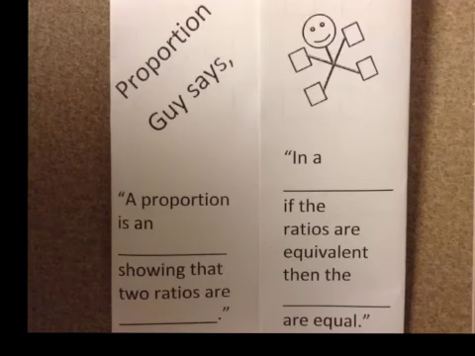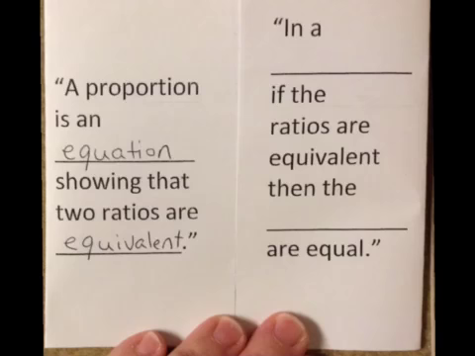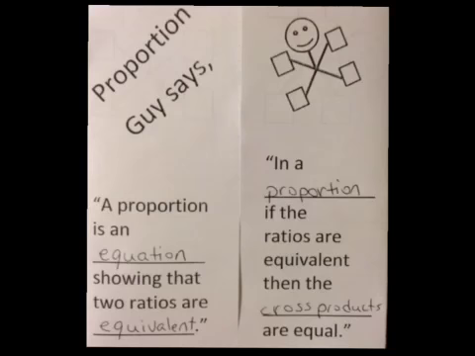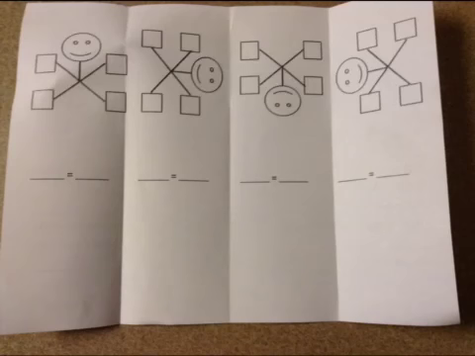Today we will be demonstrating how to write a proportion in 4 different ways, and we have Proportion Guy to help us out. Proportion Guy says, a proportion is an equation showing that two ratios are equivalent. Proportion Guy also says, in a proportion, if the ratios are equivalent, then the cross products are equal. Proportion Guy is going to do a cartwheel to demonstrate how we can write proportions in 4 different ways.